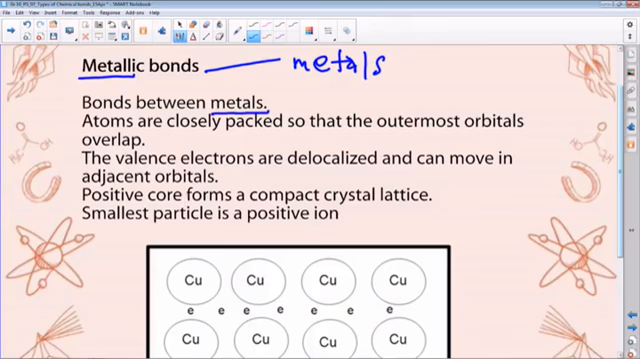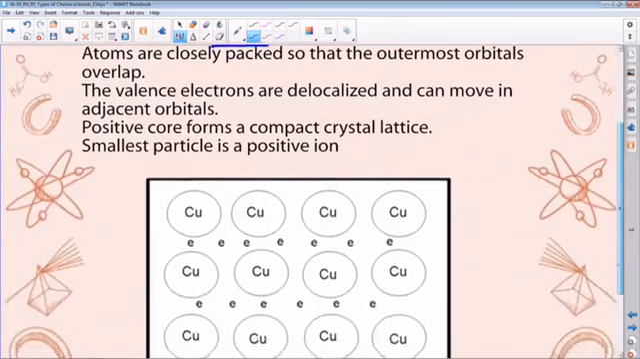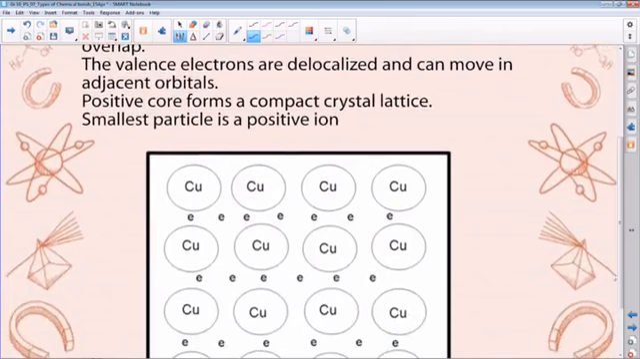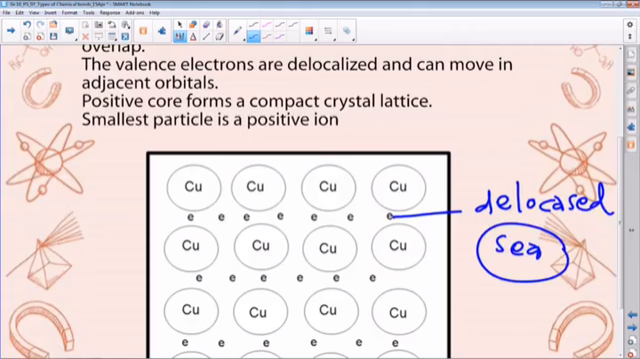The idea behind metallic bonding is that the atoms, in this case of the same kind, tend to be closer together, and these are what we call delocalized electrons. If something is delocalized, it means it is free to move. We think of it as a sea of electrons that are free to move between adjacent nuclei of atoms of the same kind.